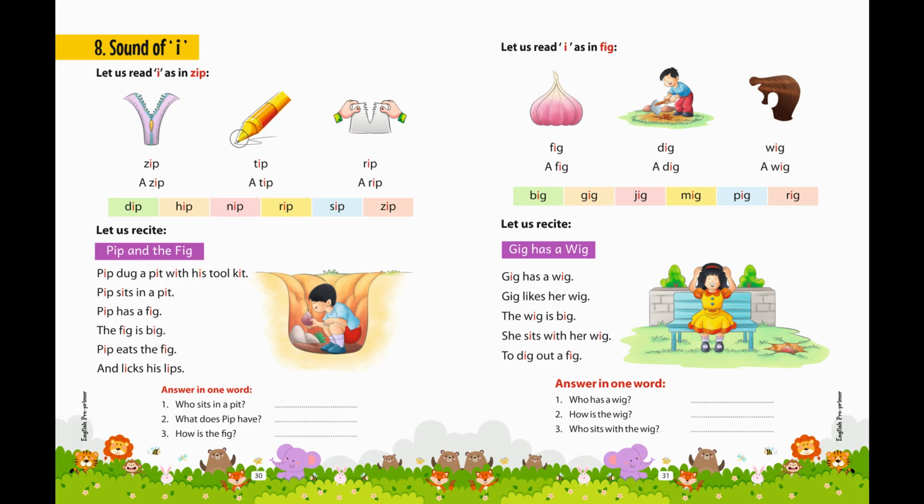Who sits in a pit? What does Pip have? How is the fig? Now let's read. Fig, dig, wig. Let us recite. Gig has a wig.